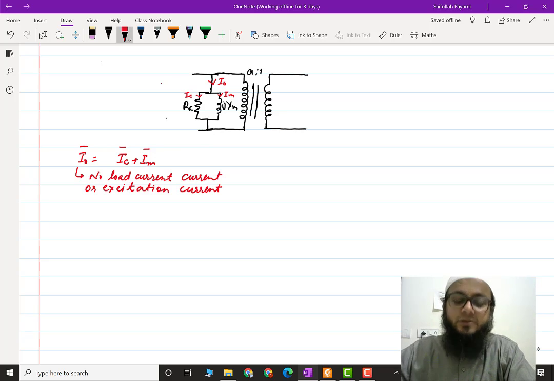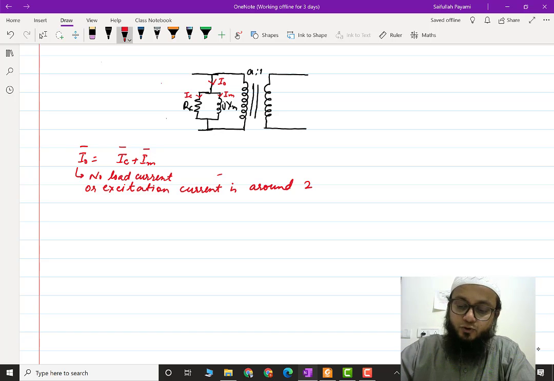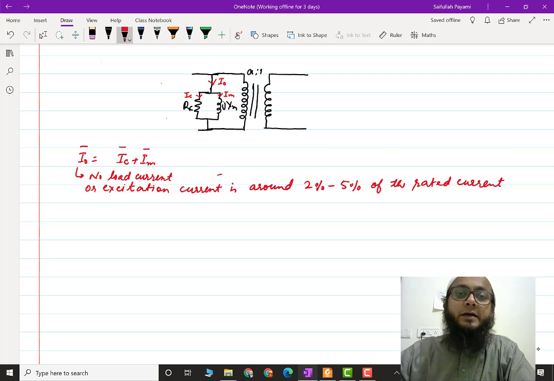Generally in a transformer, this no load current or excitation current is around 2% to 5% of the rated current. So this no load current is very small, and even if there is no load connected at the secondary side, this current would still be there. Then we incorporated the leakage flux.